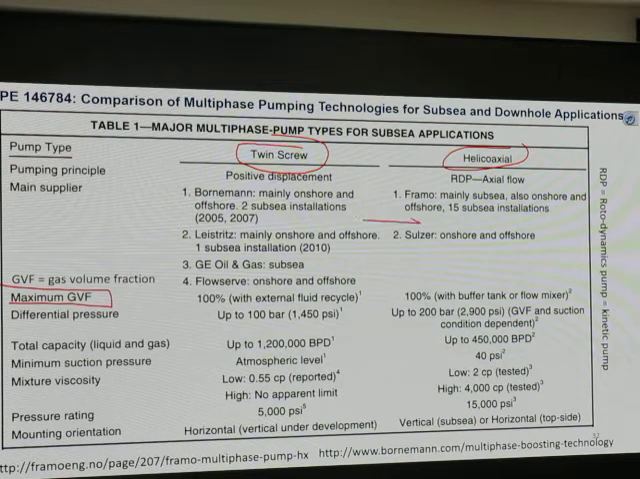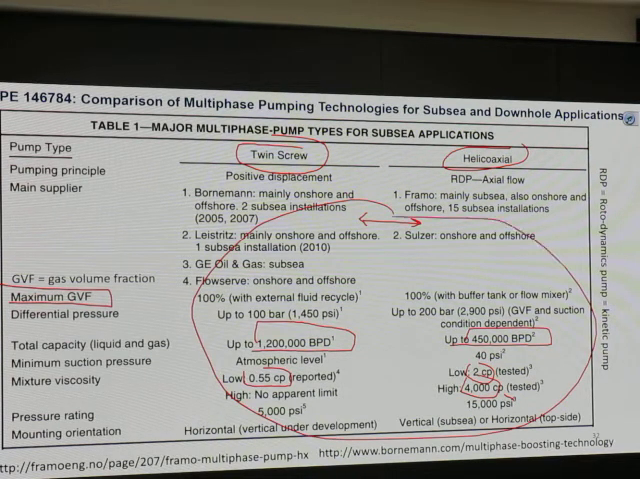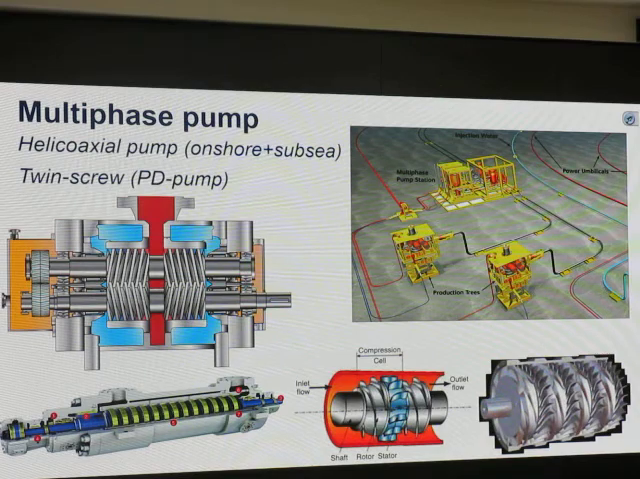So both of them can be used. This is the difference between each of them. This one goes up to 1 million barrels, this one maybe lower barrels per day. Low viscosity can do 2 centipoise, or as high as 4,000 centipoise, and can do more pressure for helicoaxial. Do I test you on this? No, just know that we have the helicoaxial manifest pump and the twin screw manifest pump. It looks like this. The manifest pump has the cage and they put it on subsea.